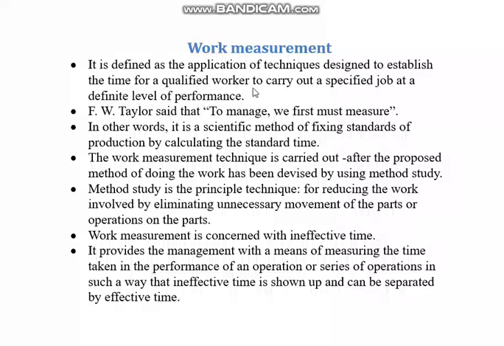A qualified worker means a worker who can do that work. We are not saying a very highly skillful worker or an untrained worker. We are saying an average worker, a qualified worker. How much time does it take to complete a given job? A specified job means a given job at any definite level of performance.